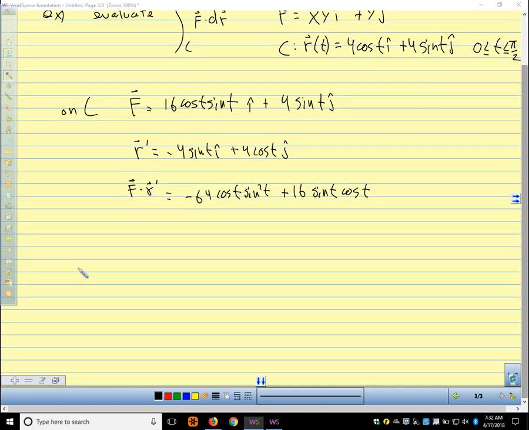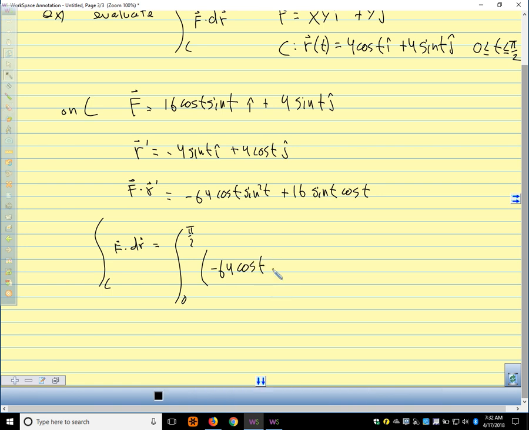And our line integral of f dot dr is the integral from 0 to pi over 2, now that we've done all of our work, of this quantity, minus 64 cosine t sine squared t. And this turns out not to be a bad integral.